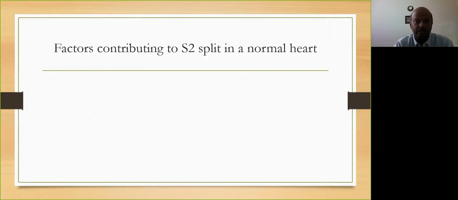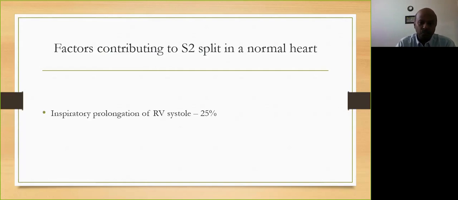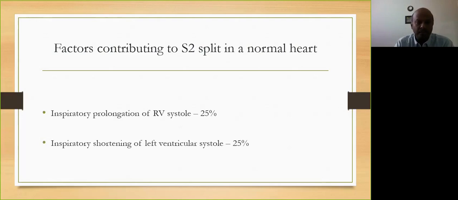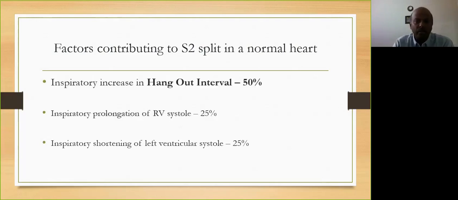So hangout interval is what contributes most to the S2 split in a normal heart. The other two are the inspiratory prolongation of RV systole, which contributes about 25% and delays the P2 part of the second heart sound, and inspiratory shortening of the left ventricular systole, due to pooling of blood in the pulmonary venous circuit, which hastens aortic closure and contributes 25%. And what is the hangout interval?